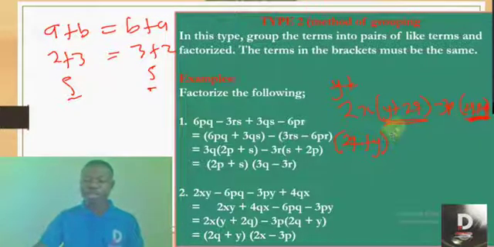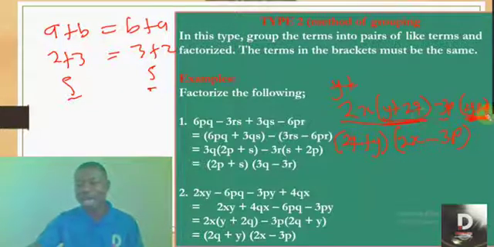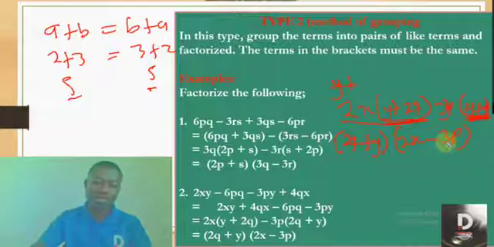Then what is left here? If I bring this one outside, what is left here? So I bring my bracket 2x. What is left at this side is minus. Take note. So minus what? 3p. This becomes your answer. So when you finish and those in the bracket are not the same, there's an error somewhere. You have committed a mistake.